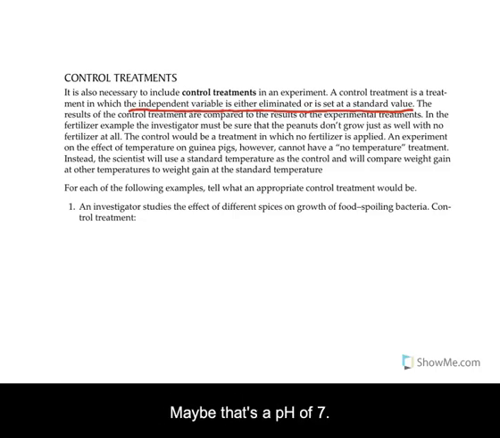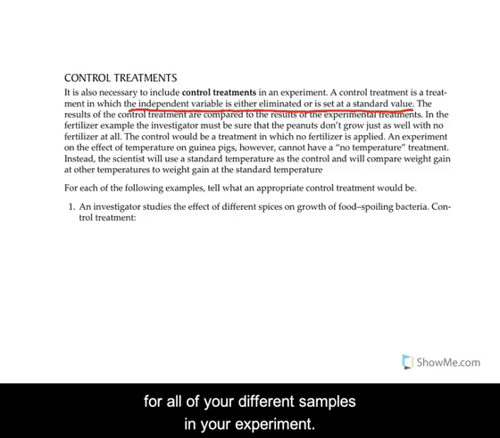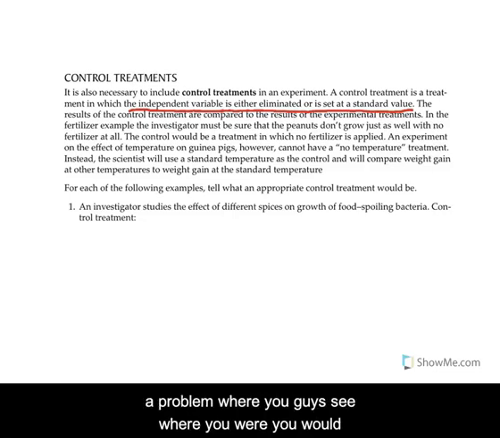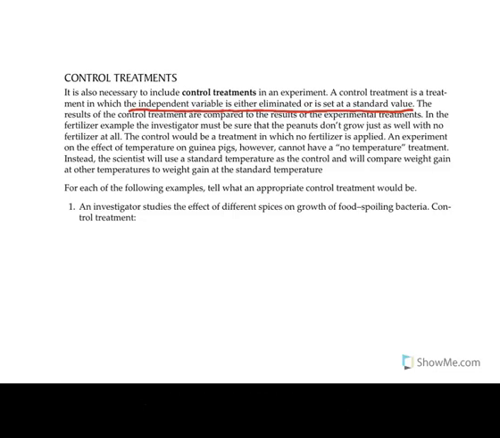Maybe that's a pH of 7 for all of your different samples in your experiment. You can't get rid of pH entirely, since a substance is going to have a pH, so you set something at a standard value. If you can, you would eliminate the IV completely. So let's work through a problem where you see how you would describe a control treatment.